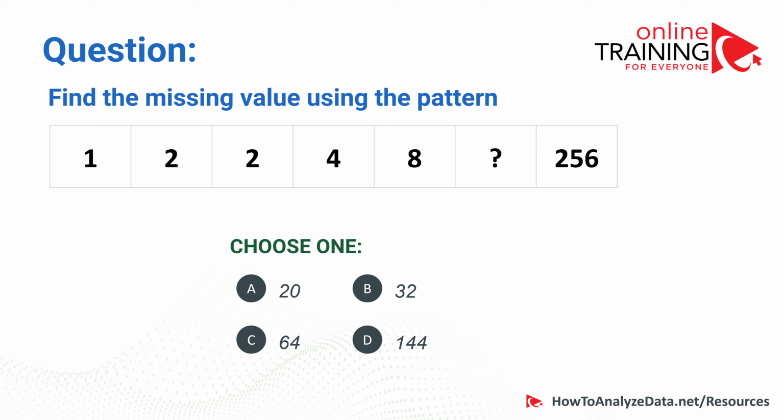Here's the question for you to answer. Find the missing value using the pattern. And you have the pattern of numbers 1, 2, 2, 4, 8, the value that's missing, and then 256. You need to choose one from the list. And the choices are 20, 32, 64, and 144. What do you think is the right answer here?